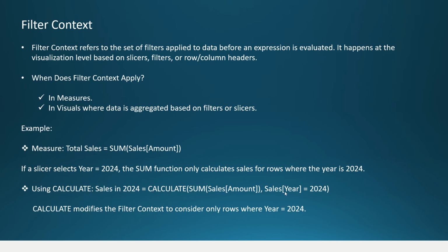Now I can also pass in the filter context using the CALCULATE function. I can pass in a filter here. I can use the sum of sales amount followed by year 2024, and this will only filter the sales amount for the year 2024. So I hope the row context and filter context are clear for you.